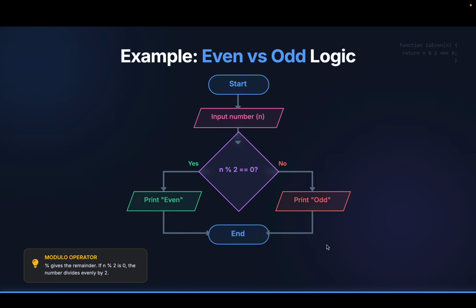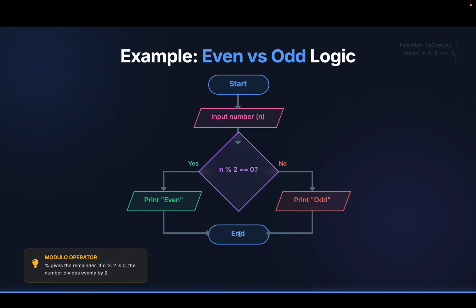Let's take an example. Suppose you want to draw a flowchart for a program that checks whether a number is even or odd. First, we will use an oval to start the flowchart. Then we will take an input from the user. Then we will check if n mod 2 is equal to 0. If yes, then we will print even, or else we will print odd. And then we will again use an oval for ending the flowchart.